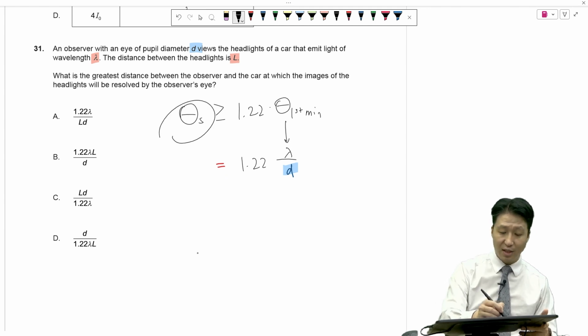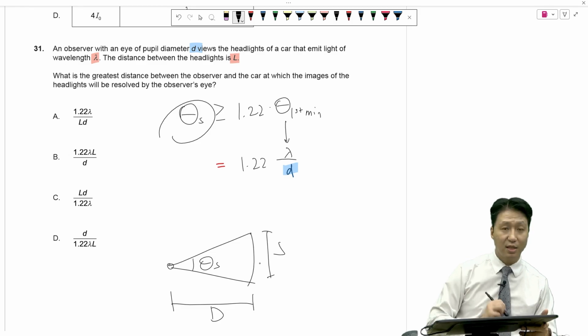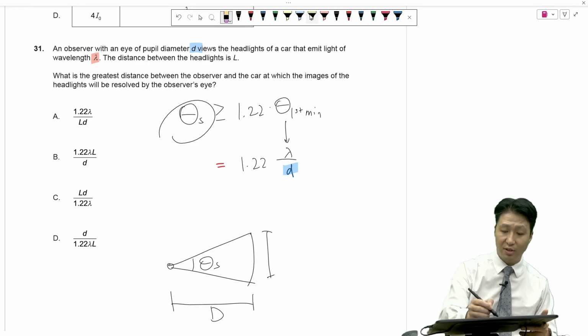And finally, usually if you have the angular separation, you have a distance D, and this is separation S. But in this case, they use the letter L for the separation between the points of light. It's highlighted in green, like so, lowercase or capital L.